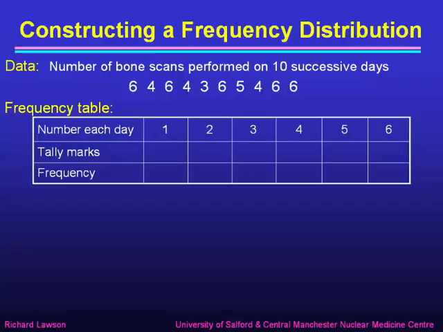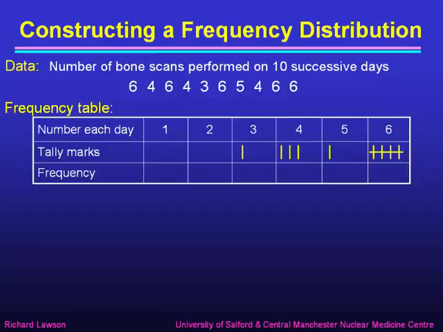count that. The first day we did 6 bone scans, and so we put a tally mark under the 6. The next day there were 4 bone scans, we put a tally mark under the 4. Then 6 bone scans gives us another tally mark under the 6. 4, 3, 6, 5, 4, 6, 6. And the horizontal line through the tally marks under 6 indicates that we've completed a group of 5 in that square.